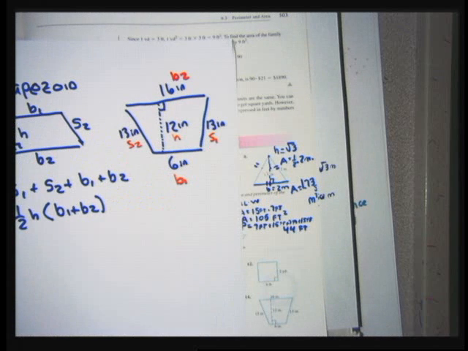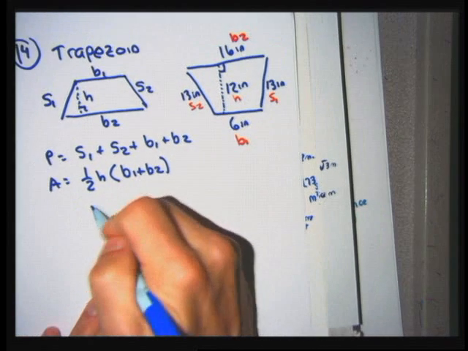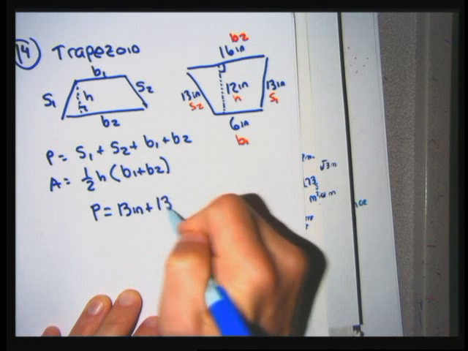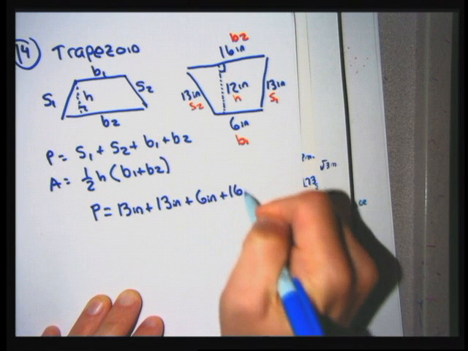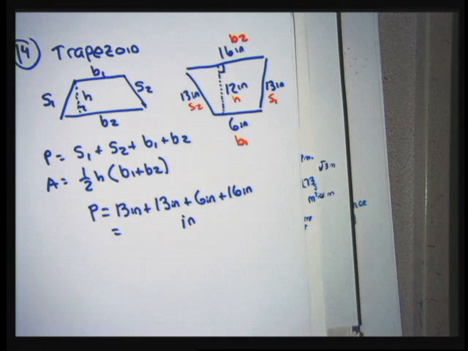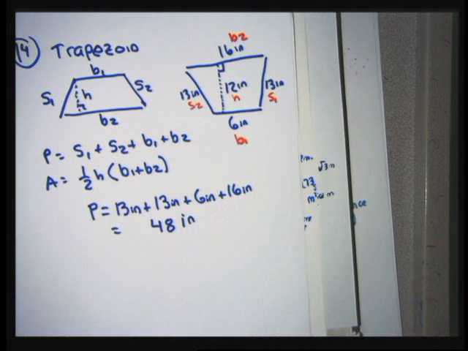So the perimeter, I'm adding up the 4 sides, but I'm not taking the height. So the perimeter is side 1, which is 13 inches, plus side 2, which is 13 inches, plus base 1, which is 6 inches, plus base 2, which is 16 inches. The unit I'm going to get is just inches, because when you're adding, you don't get square inches. When I add up these numbers, 13 plus 13 is 26, plus 6 is 32, plus 16 is 48. So the perimeter of that figure is going to be 48 inches.